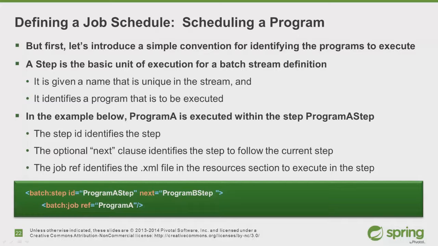So in the example below in green, what we see is that program A is going to be executed by the step program A step. So you see the step ID is program A step. It identifies the step. The step that's supposed to follow it, according to the next clause, is program B step. And then within the definition of program A step is the identification of the job, program A, that is supposed to run. Note that program A actually refers to the XML file in the resource section of the XML that defines the job that is going to execute, probably called program A.